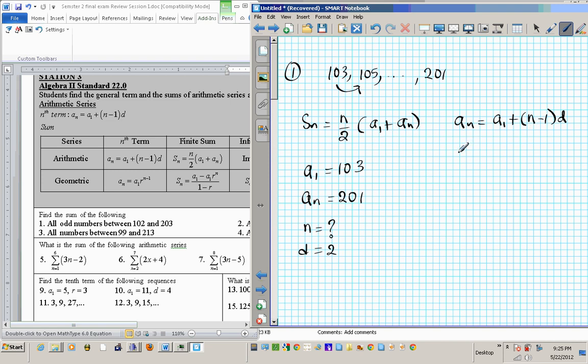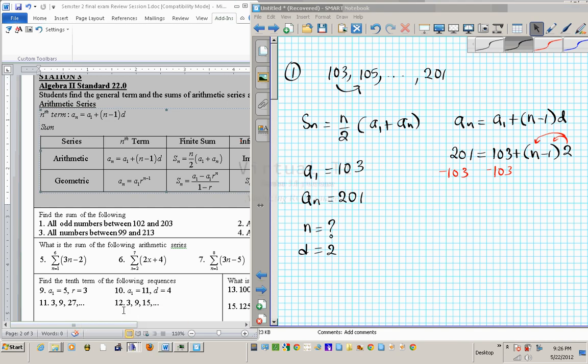Alright, so we're going to have an, which is 201, equals a1, which is 103, plus n, we have no idea what it is, minus 1 times the common difference of 2. Alright, so we can subtract 103 from both sides, and while we're at it, distribute this 2 to these two terms right here. Okay, so that yields 201 minus 103. Let me calculate what that is real quick.